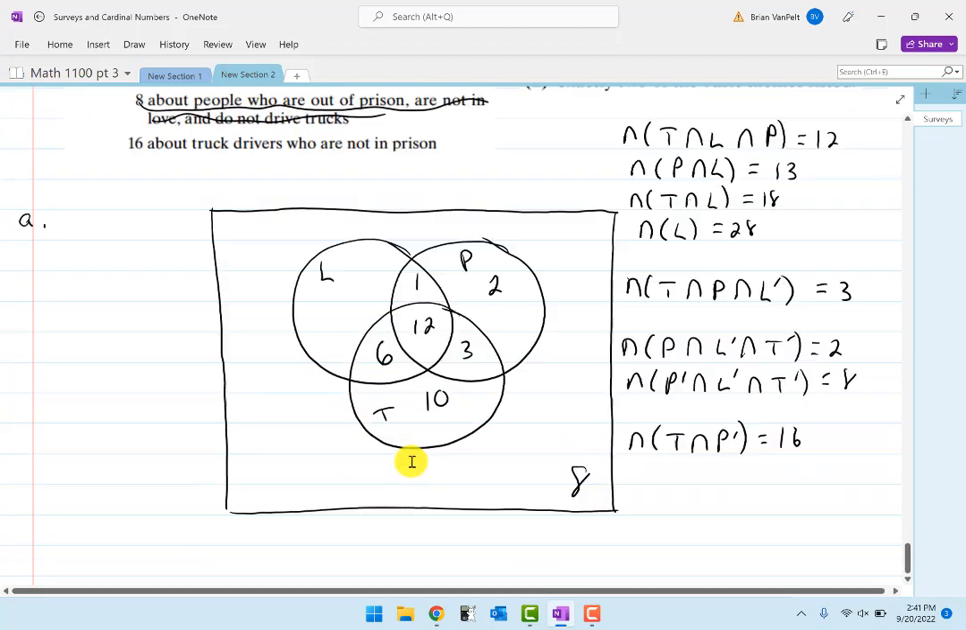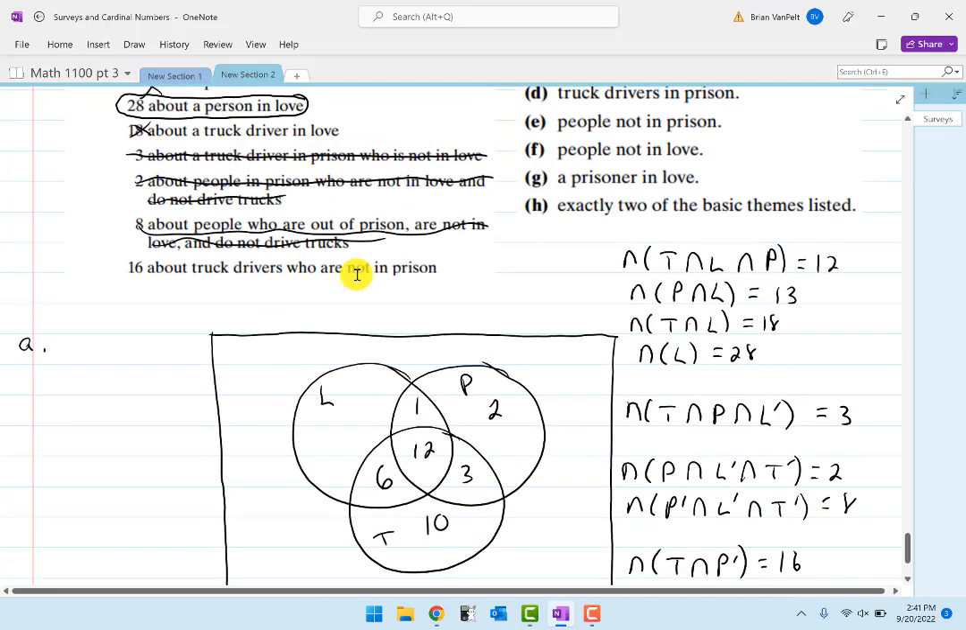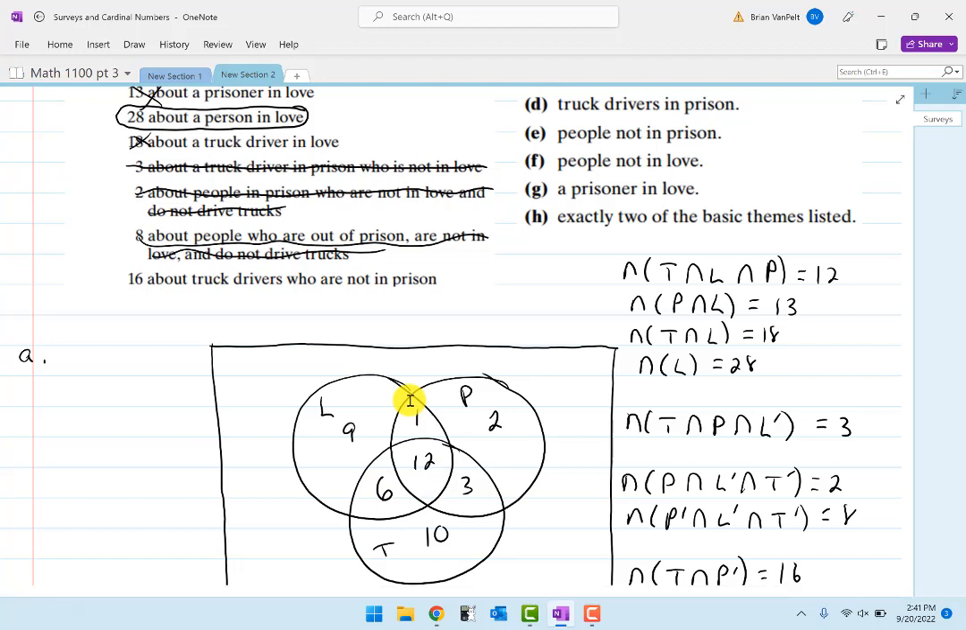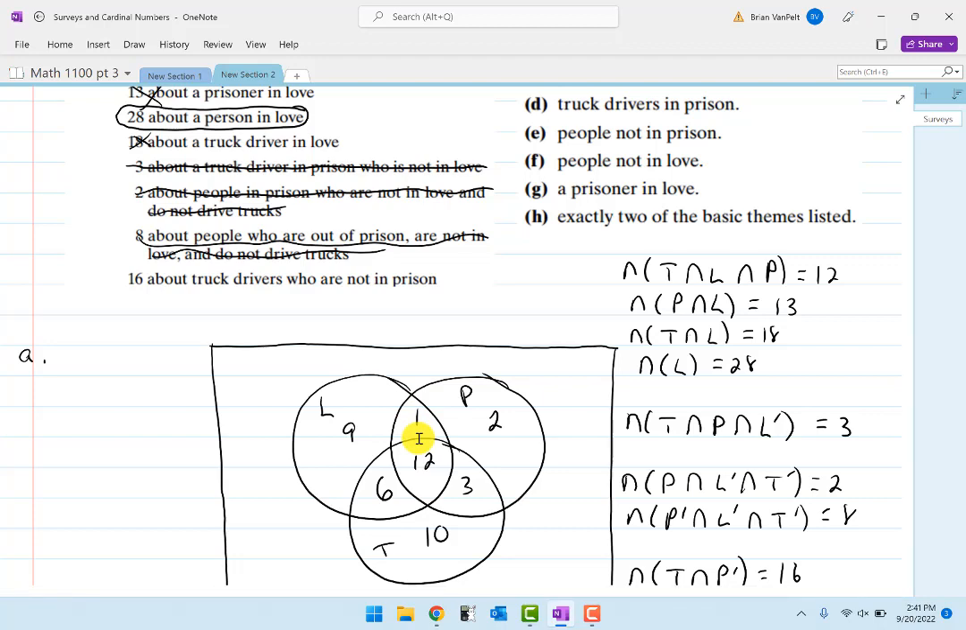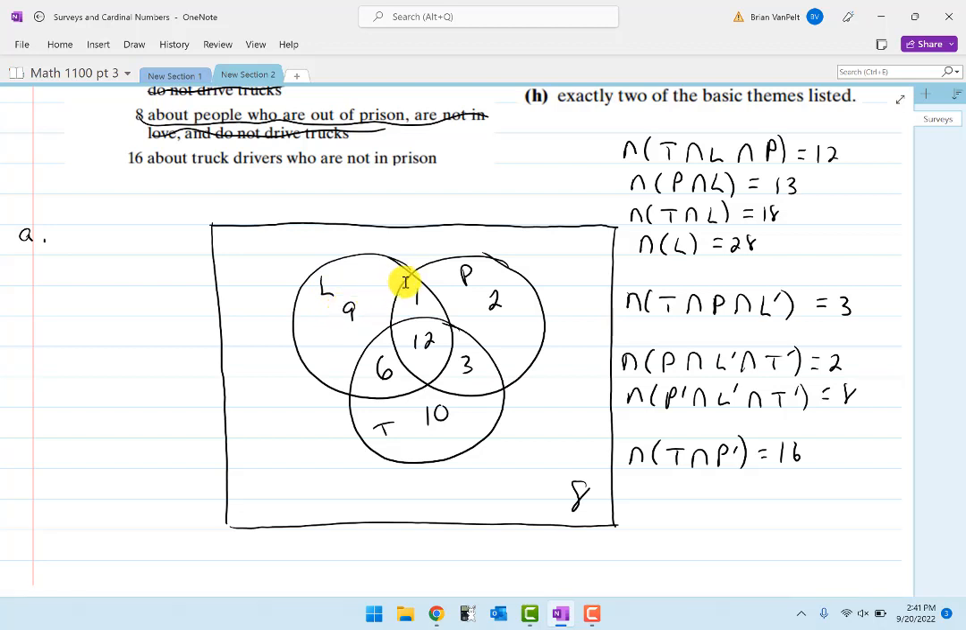A, how many people were surveyed? You simply add them all up. Oh, you know what, I'm missing one. I think that was this guy, 28 people in love. I've already got 19 accounted for there. That must mean there's 9 in that spot. Now let me go ahead and do all these answers. For the first one, how many people were there all together? Add up every number: 9 plus 1 plus 6 plus 12 plus 2 plus 3 plus 10 plus 8, for a total of 51.